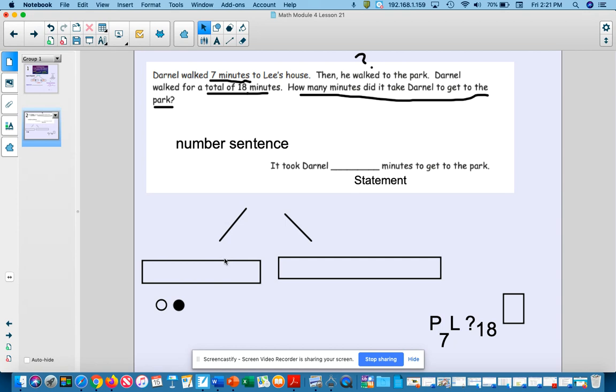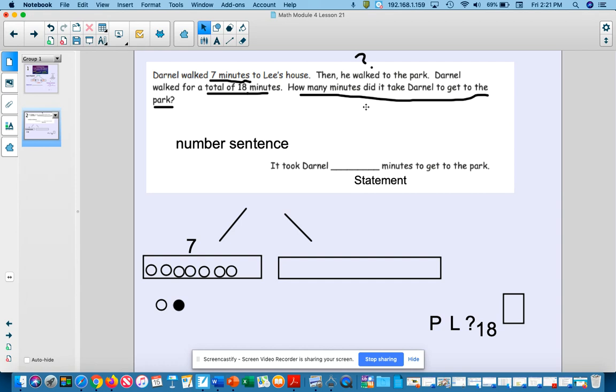So let's look at the first piece of information they give us. It says 7 minutes. He walked 7 minutes to Lee's house. So we have a 7. Is 7 going to be a whole, or is it going to be a part? What do you think? Whole or part? If you guessed part, you are correct. 7 is a part. So let's fill that in with 7. 1, 2, 3, 4, 5, 6, and 7.